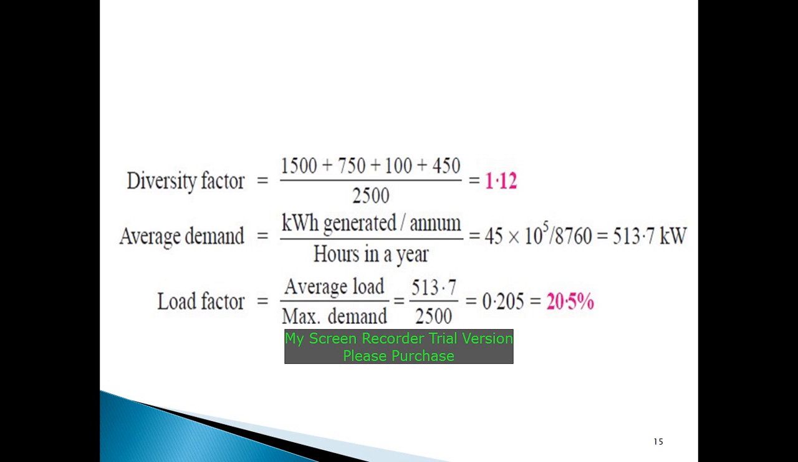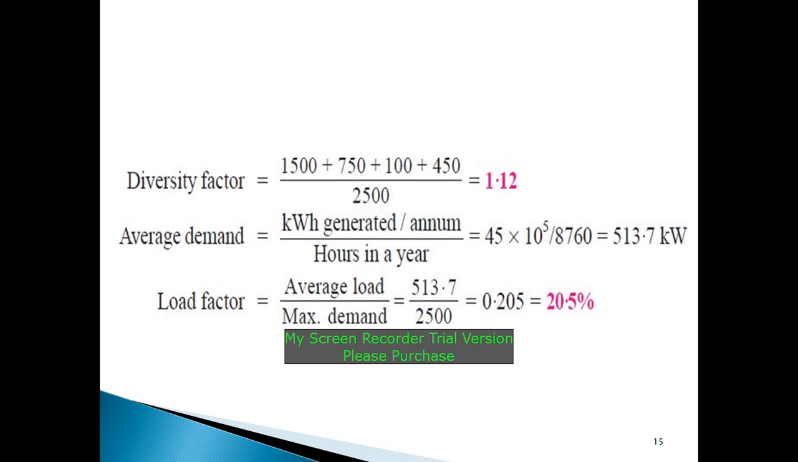Average demand is the number of units generated per year or per annum divided by the number of hours involved. So the problem itself gives it as 45 into 10 power 5, and the number of hours in a year is 8760. So the average demand is 513.7 kilowatt.